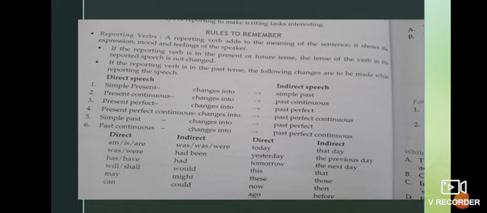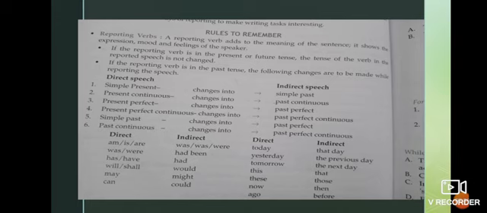So see what the rule was. If the reporting verb is in the present or the future, the tense of the verb in the reported speech is not changed. And if it is in the past tense, then changes are to be made while reporting the speech. So in case of simple present and the future tense, it has been changed into simple past and past continuous. But if it was used in the simple past tense, it is changed into past perfect, and past continuous changes into past perfect continuous.